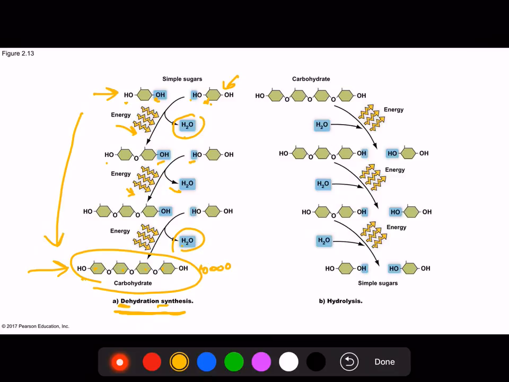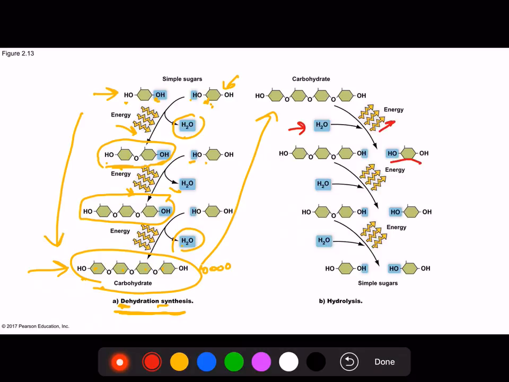Here we started with one and one, we ended up with a larger one. Here, a large one and a small one, we got an even larger one, and so on. So this is a synthesis we are making, and it's dehydration because we are removing water. Now, if we want to break this, then simply we will reverse the process. We will add water and we will release energy.